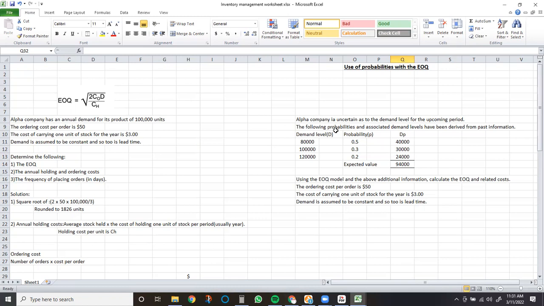Because the fact that you are using probabilities here means the company is uncertain. But questions may do that, and what you may have to do is calculate the expected value of the demand and simply use that in the EOQ model. So now it will become 2 times the ordering cost per order, which is $50, times 94,000, over the holding cost per unit of $3, take the square root, and whatever that works out to be will give you the economic order quantity. All right.